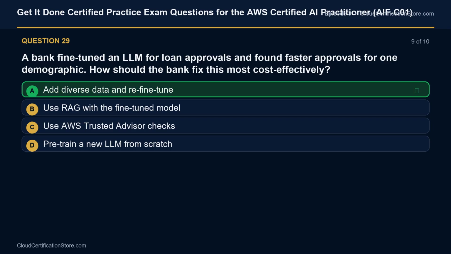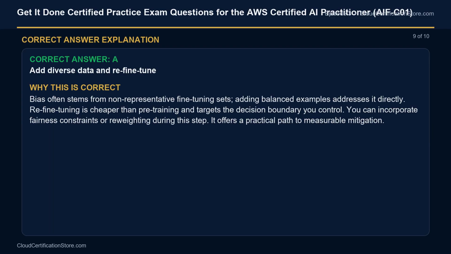The correct answer is A. Add diverse data and re-fine-tune. Explanation. Bias often stems from non-representative fine-tuning sets. Adding balanced examples addresses it directly. Re-fine-tuning is cheaper than pre-training and targets the decision boundary you control. You can incorporate fairness constraints or reweighting during this step. It offers a practical path to measurable mitigation.